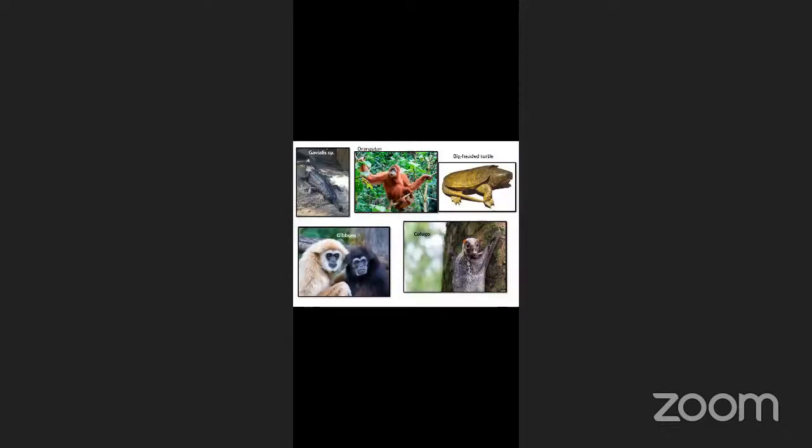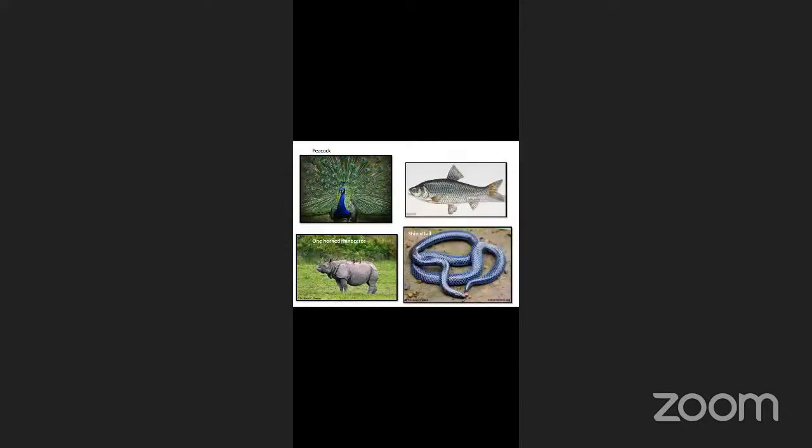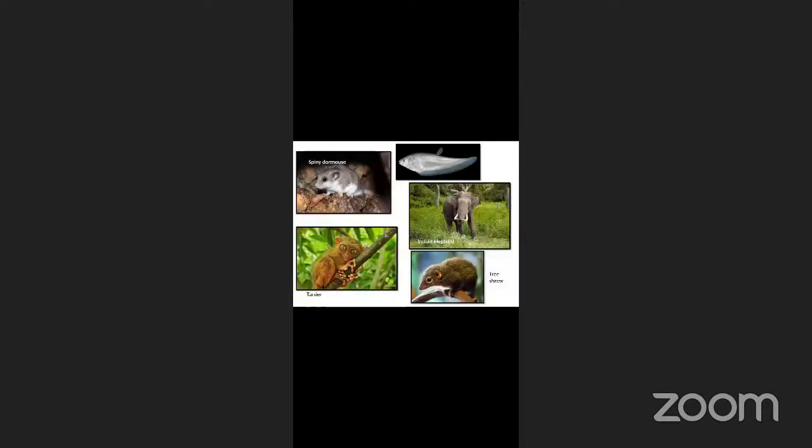So Gavialis species, orangutan, then big-headed turtle, then gibbons, colloc, peacock, then one-horned rhinoceros, shield tail, then spiny dormouse, tarsier, Indian elephant, and tree shrew. So these are the animals we see in this region.